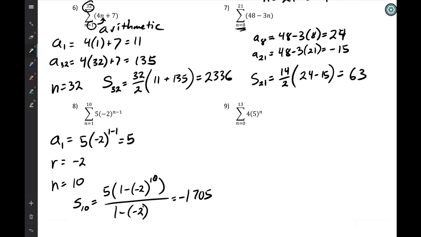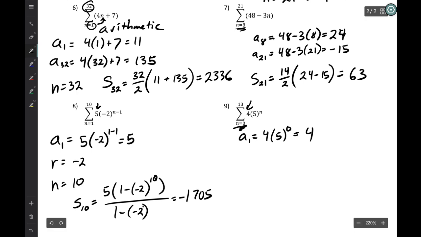All right, this last one, also geometric. Let's go through and be real careful. I got A sub 1, 4 times 5 to the 0, which is just 4. Always plug in this number. Don't just assume it's going to be the number in front, even though it happened to work out that both of these were my A sub 1. Sometimes it does be like that.